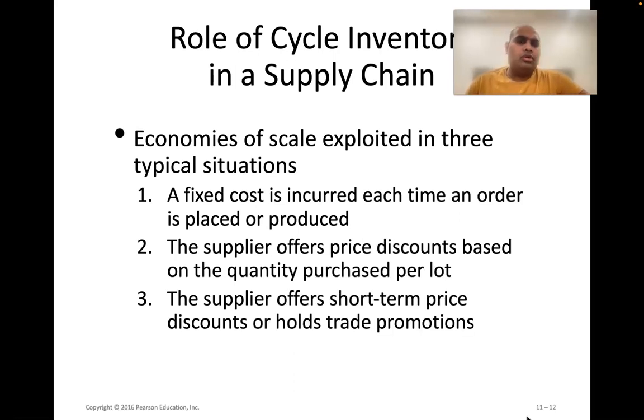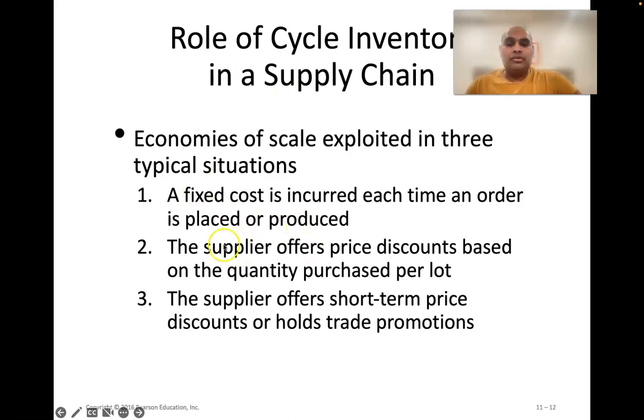So let's begin with the role of cycle inventory in supply chains in general. So when can you exploit economies of scale? When can you apply the EOQ model? There are three major scenarios where you can do that. One is when fixed cost is incurred each time you place an order. This is something that is very important to remember because the fixed cost is incurred irrespective of how much you order. So there are some economies of scale to be exploited there.